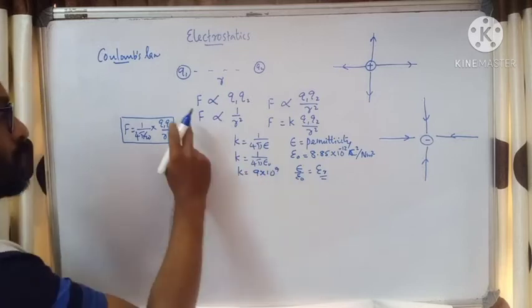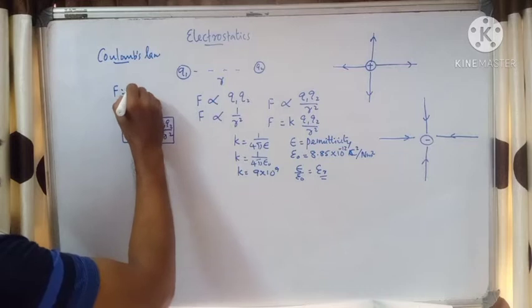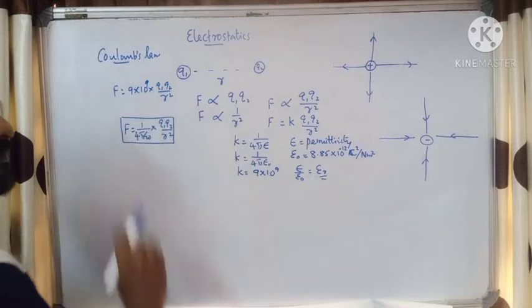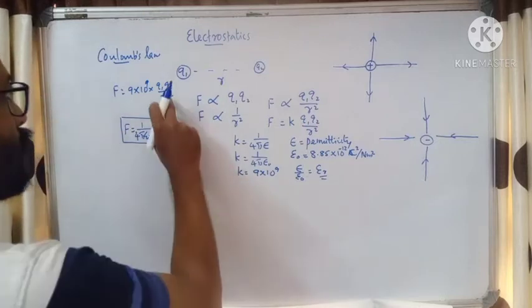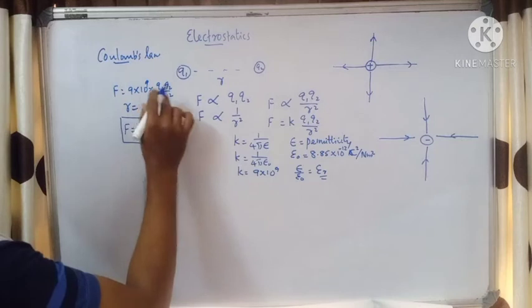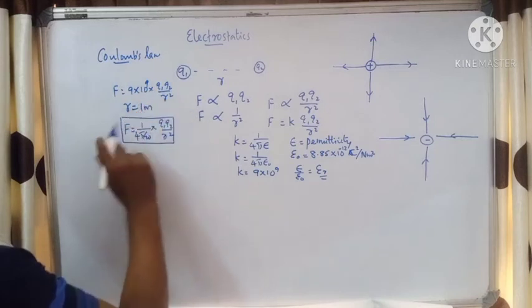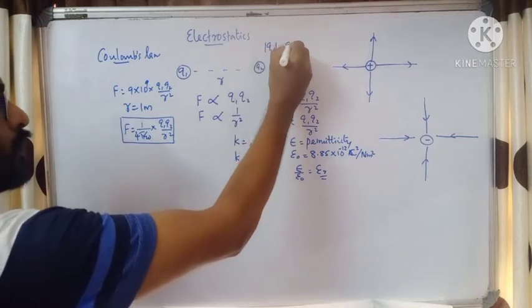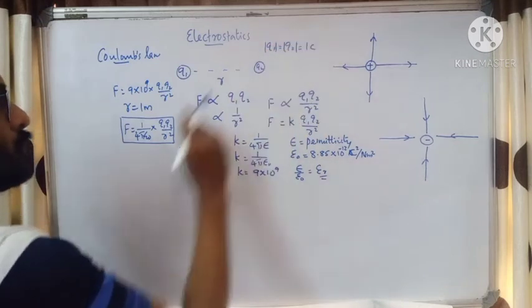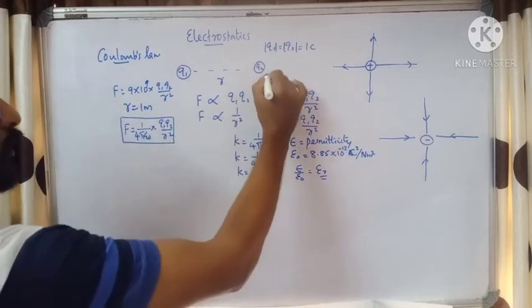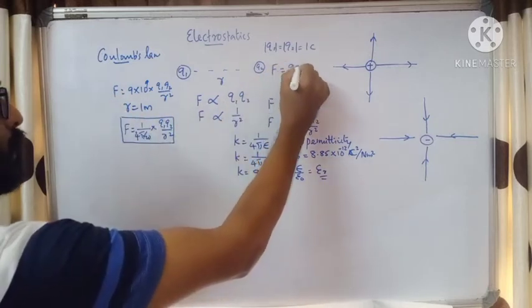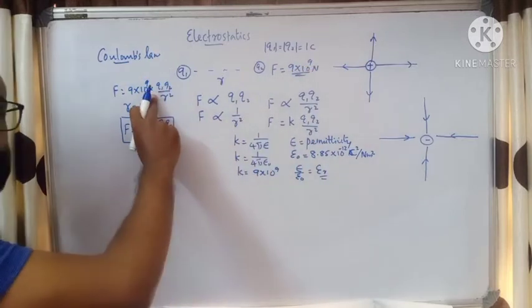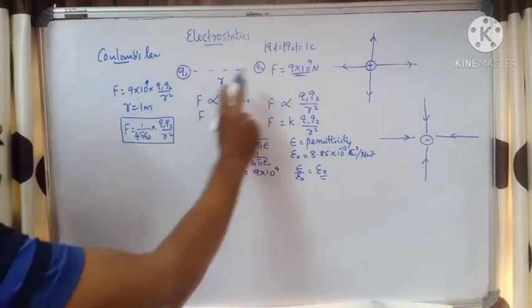So we can write F is equal to 9 into 10 raised to 9 Q1 Q2 by R square. Now let us choose R equal to 1 meter. We place the charges Q1 and Q2 at a distance of 1 meter, and let the magnitude of each charge be 1 Coulomb. Then the force between them will be 9 into 10 raised to 9 Newton. Why? Because Q1 and Q2 are 1 Coulomb each and the distance is 1 meter.